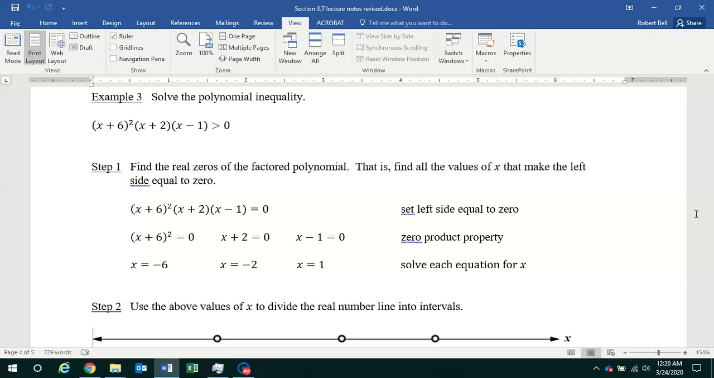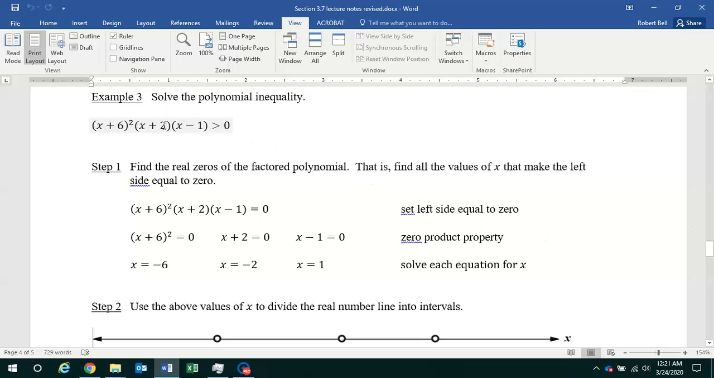This video covers page 4 of your lecture note handout for section 3.7 on polynomial inequalities. In this video, we do our third example in solving polynomial inequalities.